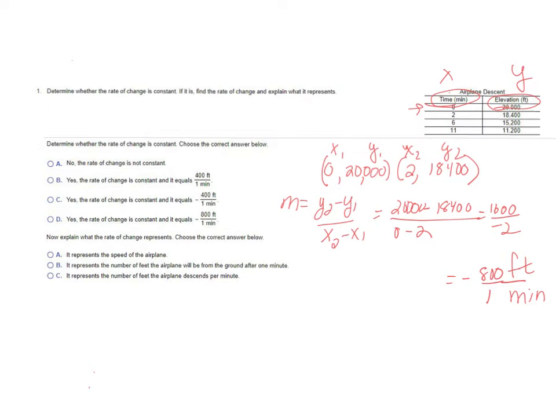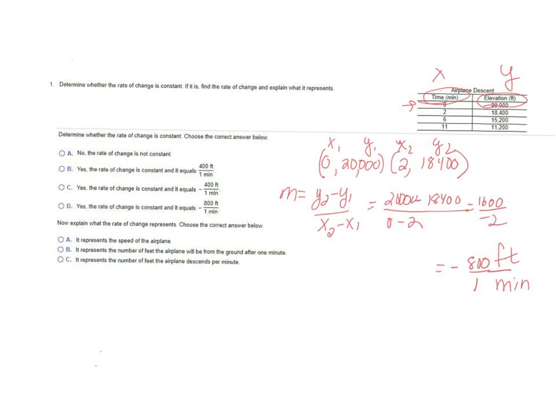So if we look over here at our answers, our correct answer for number 1 is D, negative 800 feet per 1 minute. And then it asks us what it represents. So it's asking us just to look at what this means and interpret this sign here. So obviously the elevation is going down, so it's going to be a decrease. And so it represents the number of feet the airplane decreases per minute. And so there's our feet per minute like we have over there. So our answer here is C.